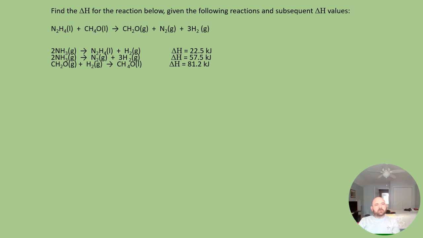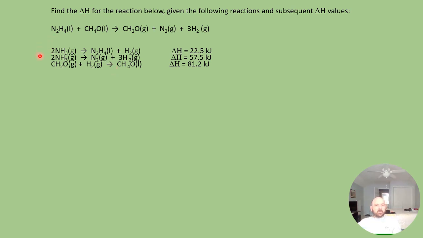So this question says, find delta H for the reaction below given the following reactions and subsequent H values. We're looking for the reaction enthalpy for N2H4 plus CH4O yields CH2O plus N2 plus 3H2. So we don't know the enthalpy of that reaction, but they have given us some reactions we do know the enthalpy of.